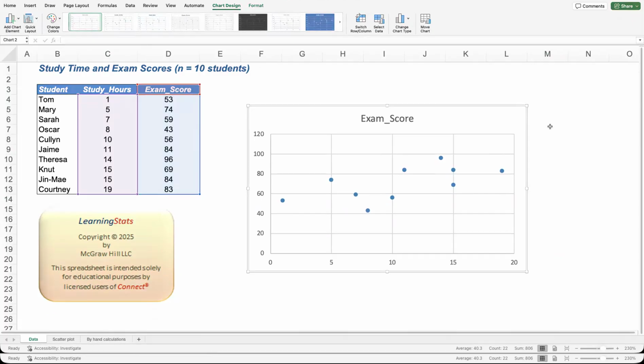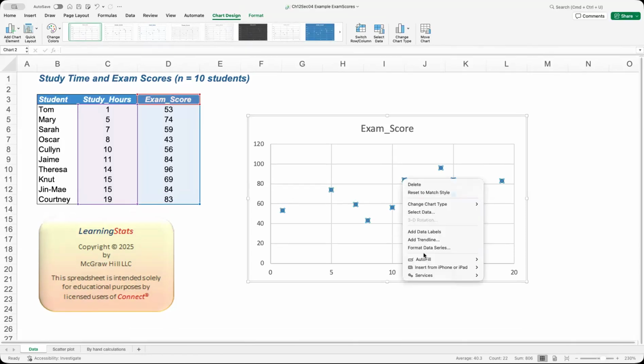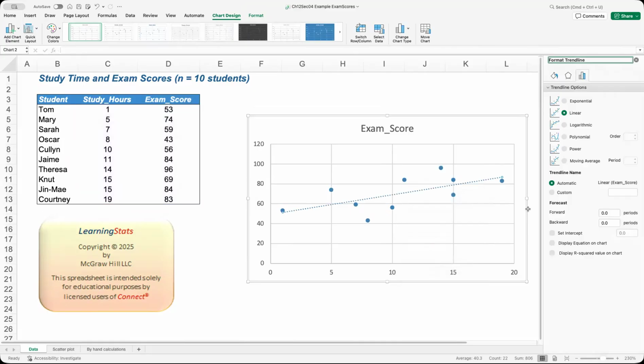Do you think so? There's my scatter plot. This is chapter 12, section 4, example, exam scores. We can look at the trend line, so let's add it on here. I right click on one of these data points and click add trend line. Yep, it's going up.